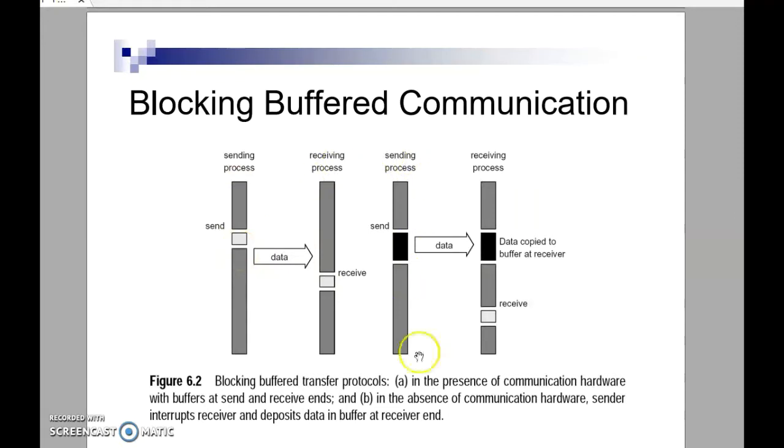Okay. This one is B: in the absence of communication hardware, the sender interrupts the receiver and deposits data in a buffer at the receiver end. This one has special hardware, this one doesn't. But it has a buffer, a buffer in memory. It may be cache and so on.